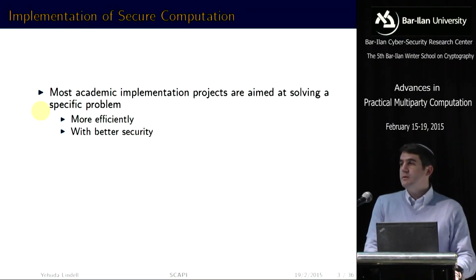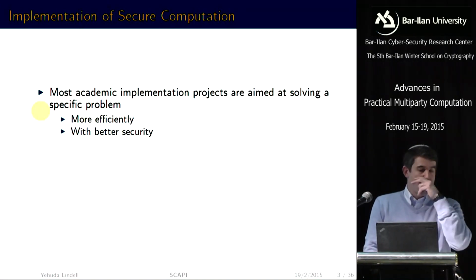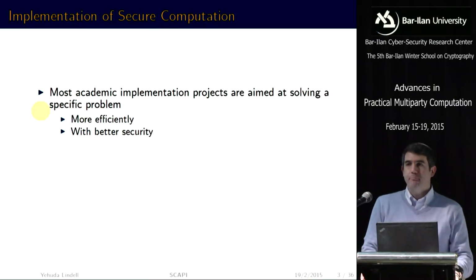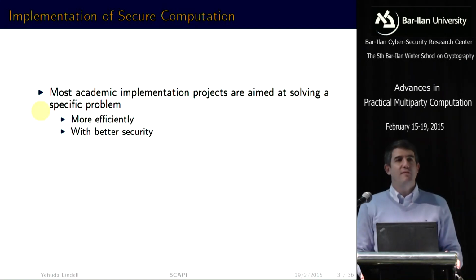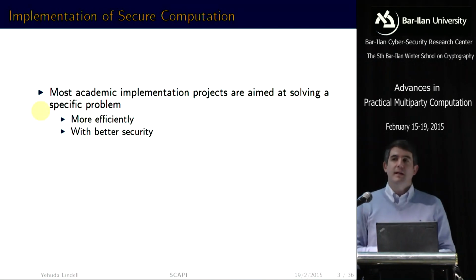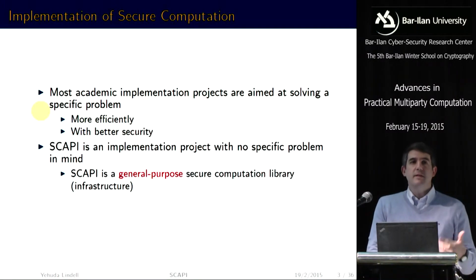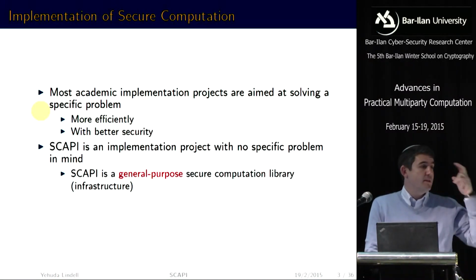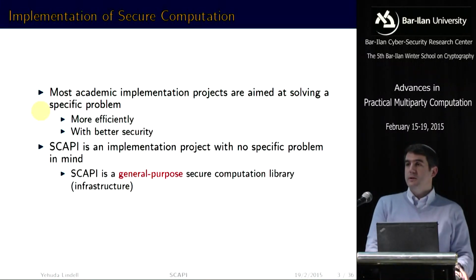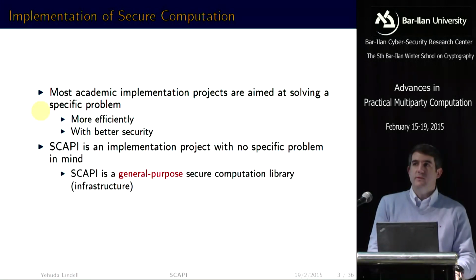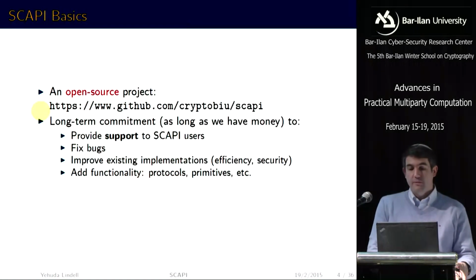Most academic implementation projects also are aimed at solving a specific problem. We have a paper with a new protocol. We want to implement that protocol. We write something quick and dirty that'll be fast, that will show how we perform. But the aim is typically not reusable code that other people can use. SCAPI is completely different. The library is not there to solve any specific secure computation problem or for supporting any specific paper, but it's really supposed to be a general purpose secure computation library or even infrastructure.